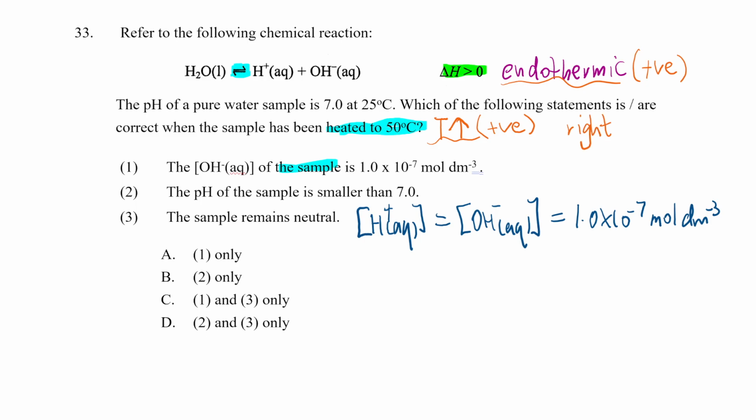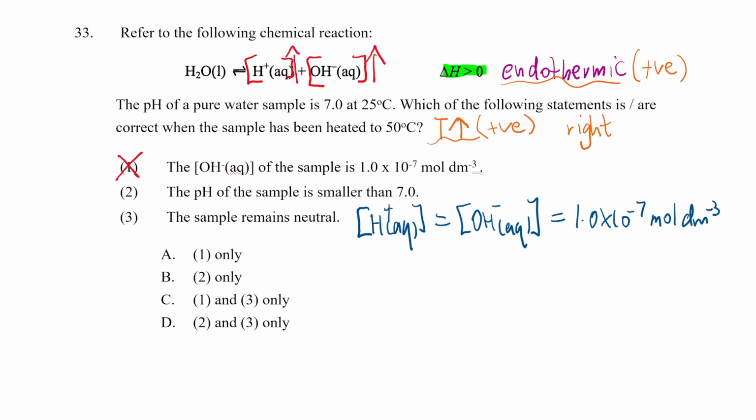So the equilibrium is going to shift on the right hand side. When the equilibrium shifts on the right hand side, what does that mean? That means obviously the concentration of hydrogen ions is going to increase, and the concentration of hydroxide ions is also going to increase. Now, is the concentration of hydroxide ions going to be 1 times 10 to the power negative 7? No, it's going to increase. So it's not going to be the same. It's going to change.